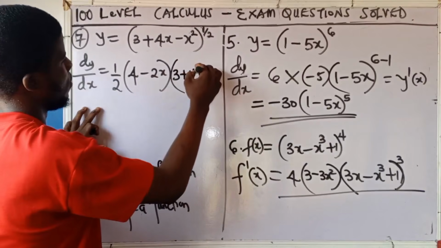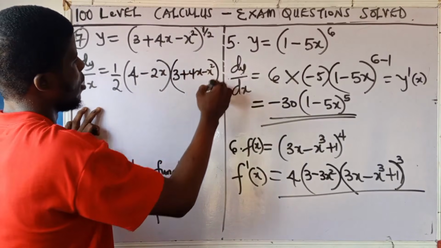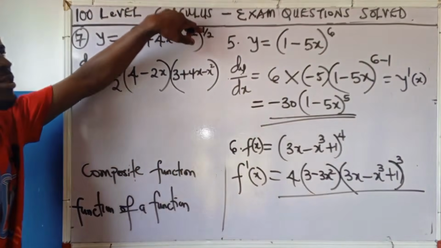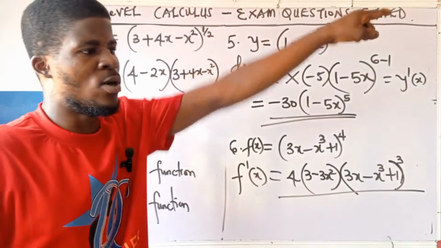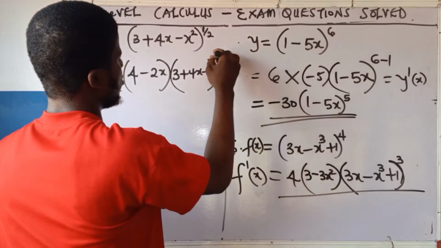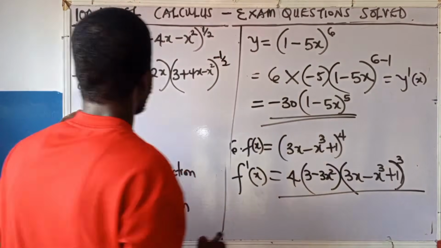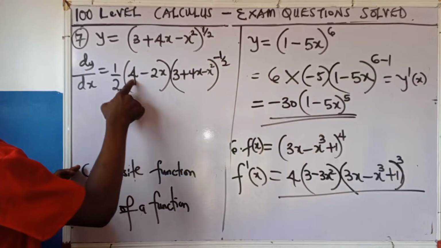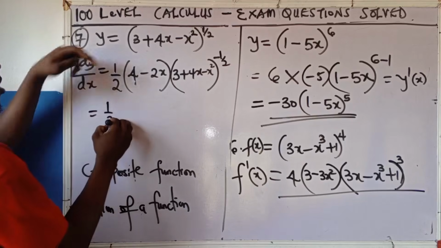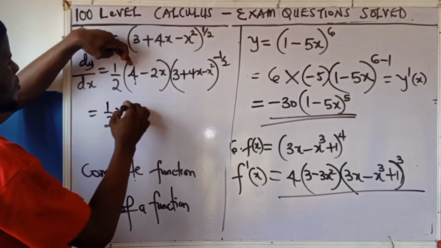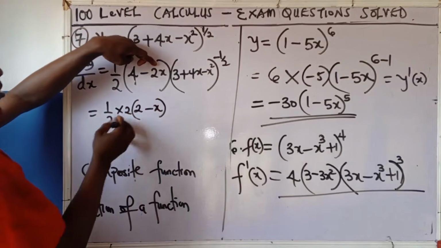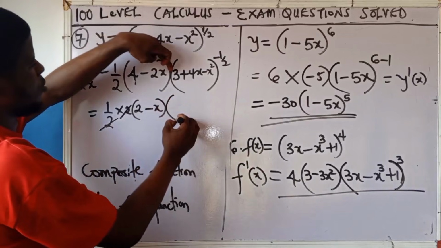Then write this one again: 3 plus 4x minus x squared raised to power, check it out, this is half. The rule says subtract 1. What's half minus 1? It's going to give me minus 1 half. Okay, check. 2 is common. This is 1 over 2. I can factor 2 out. Remaining 2, remaining x. So that this cancels this into, check.